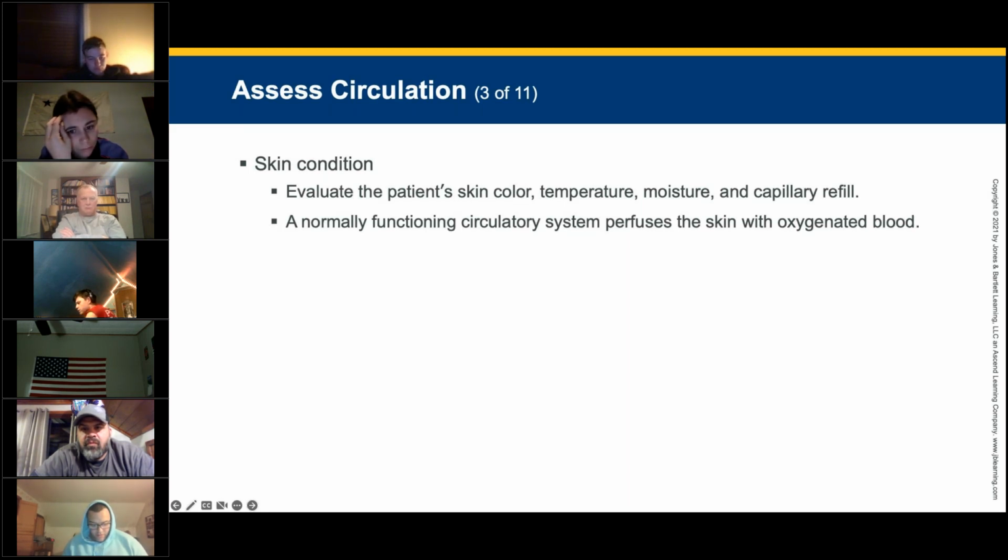So if you all take your hand and you push on your hand, see it go white and then the color come back, that's capillary refill. In a normal person, that should happen almost instantaneously. If that's extremely delayed and you push on your hand, you see it turn white and you let go and the color takes a while to return, that's a bad sign. A normally functioning circulatory system perfuses the skin with oxygenated blood. If your capillary refill is delayed, that's a sign that you're not perfusing with oxygenated blood fast enough.